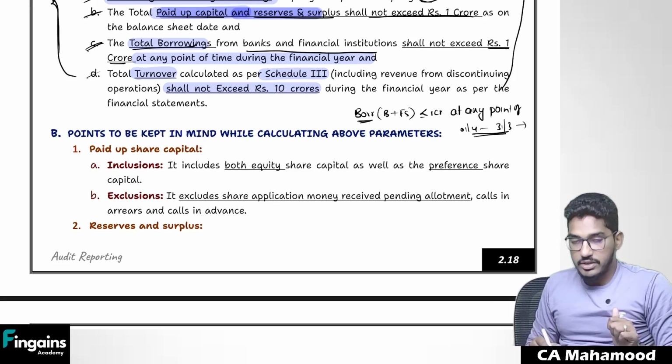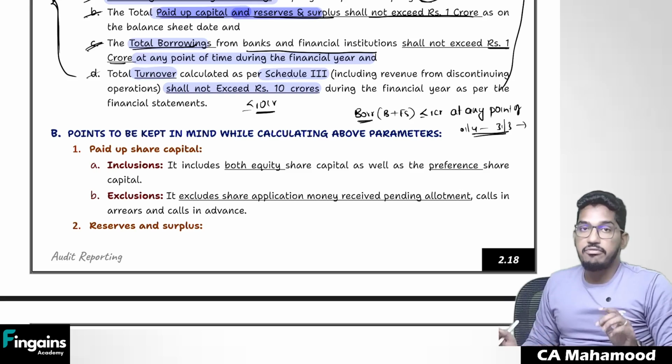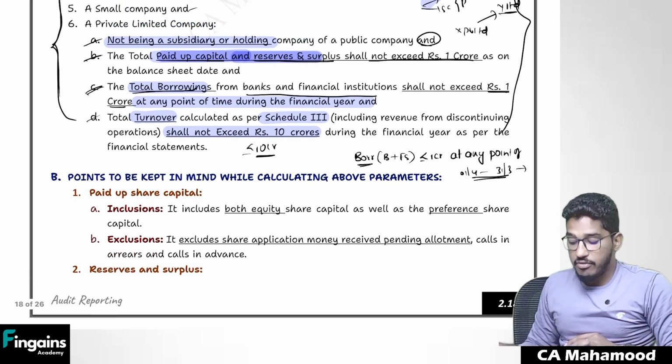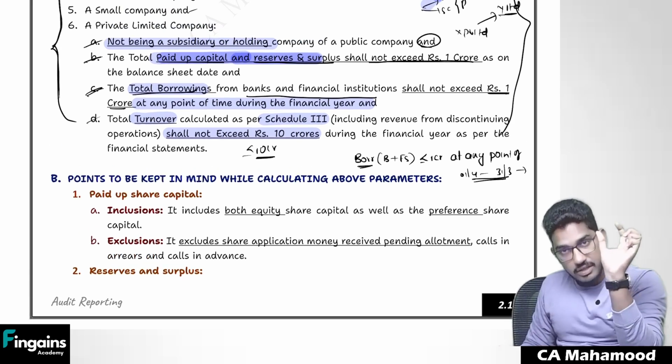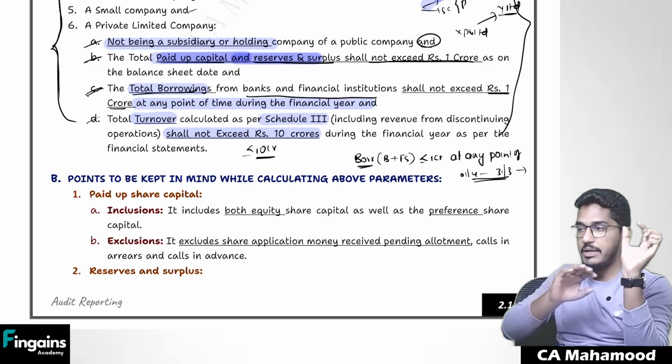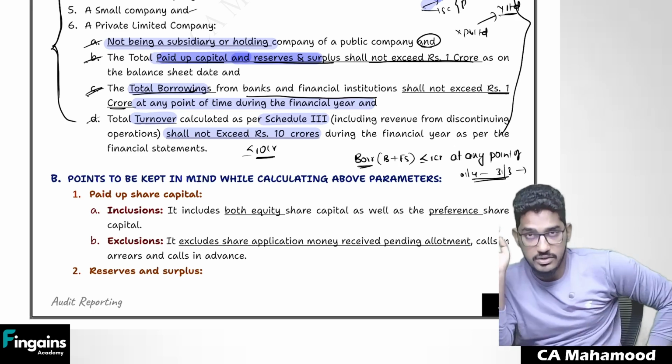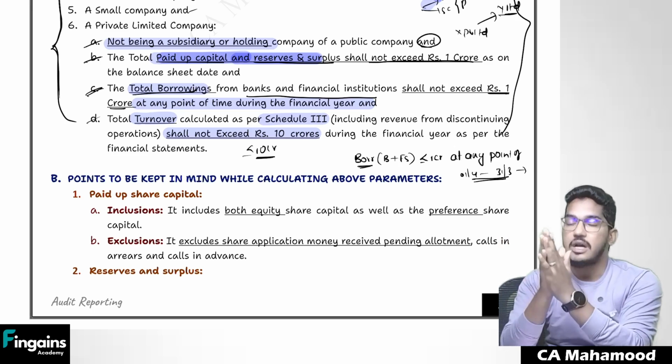So for the previous financial year, the cumulative value of revenue shall not exceed 10 crores. It should be less than or equal to 10 crore rupees. If all these 4 conditions are satisfied, not any one, guys, if all 4 conditions are satisfied, that too by a private limited company, then that company is also CARO exempted.